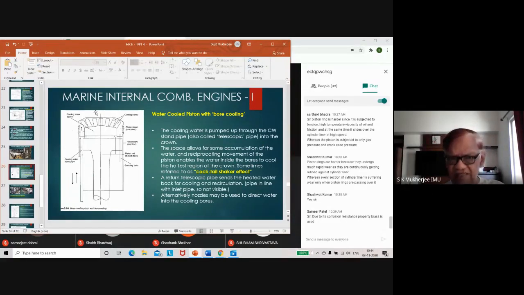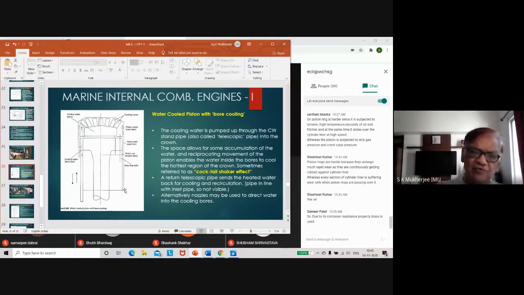And this piston also has a facility where you have bores. Bores are small drilled passages. And these passages are basically intended to cool the components which are heated the most. And components which are heated the most are the parts of the combustion chamber. The combustion chamber suffers temperatures of 300, 350, 400 degrees centigrade. But the bearing down below suffers 75, 65, 55 degrees. So those parts do not need bore cooling.